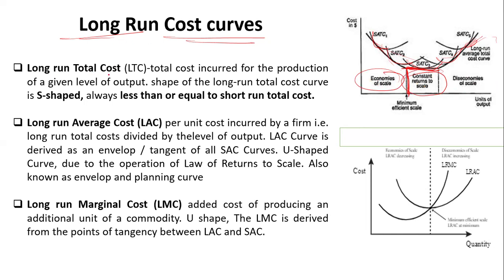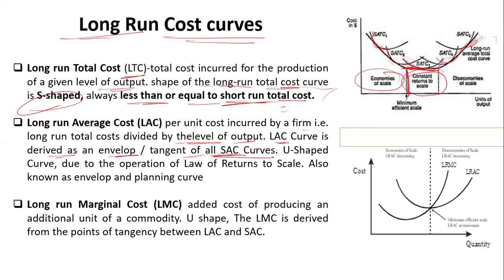Now the long run total cost is the total cost incurred from production for a given level of output. The shape of the long run total cost curve is S shape, and it is always less than or equal to the short run total cost. The long run average cost is the cost incurred by the firm, that is long run total cost divided by the level of output.